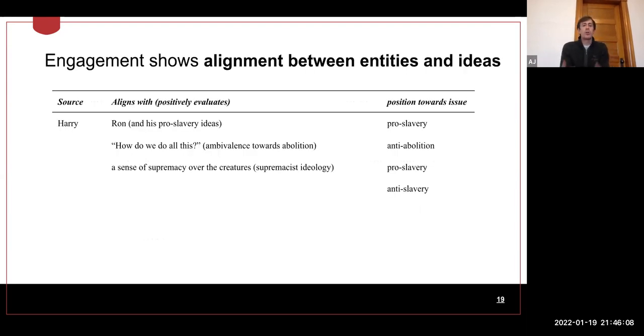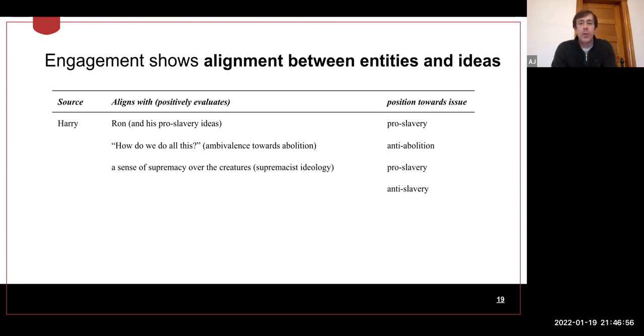So engagement shows, once we pull them together in a table, and again, this is a small snapshot, alignment between entities and ideas. For example, we have Harry aligning with Ron, which also aligns him with Ron's pro-slavery ideas and creates a pro-slavery position towards the issue. Harry also aligns with the phrase, because he says it, this is a proclaim. His ambivalence towards abolition creates an anti-abolition stance. Harry also aligns with a sense of supremacy over the creatures, which is a supremacist ideology, which makes him pro-slavery. I had another example that I cut off for time.